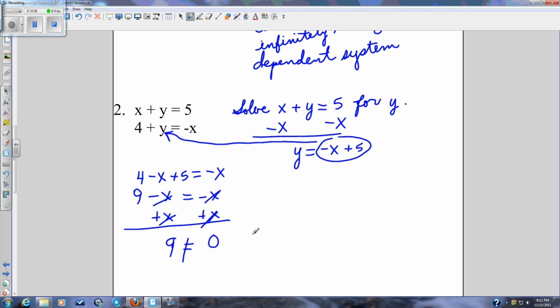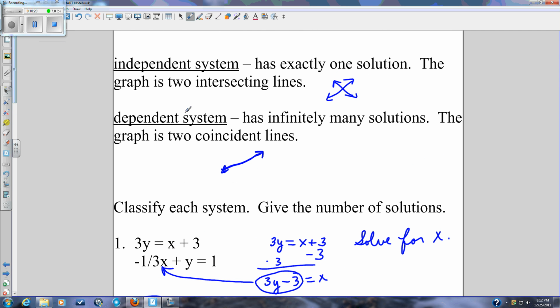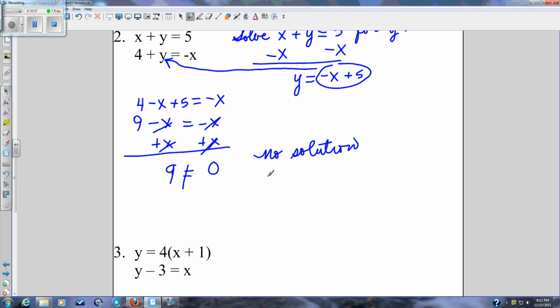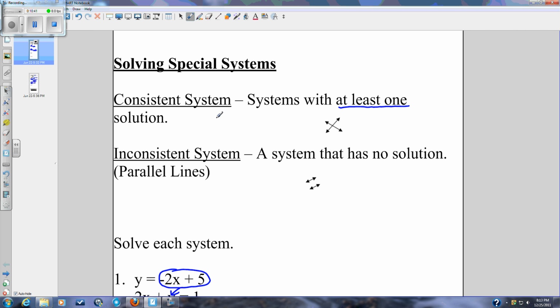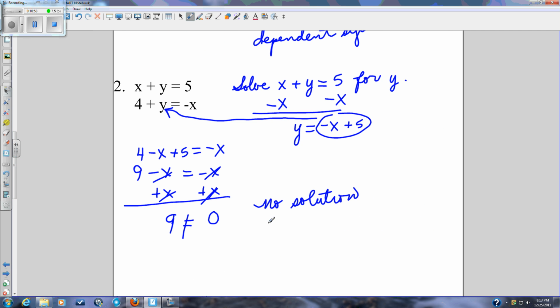Okay, so because 9 is not equal to 0, we know that means that there is no solution at all. So if we go back to our types of systems, it's definitely not independent because it does not have one solution. It's not dependent because it does not have infinitely many solutions. But going back to our previous page, we did have a category called an inconsistent system, because that has no solution. So let's go back to our current problem. We're going to say that this is inconsistent. And we do know that that means we have parallel lines.